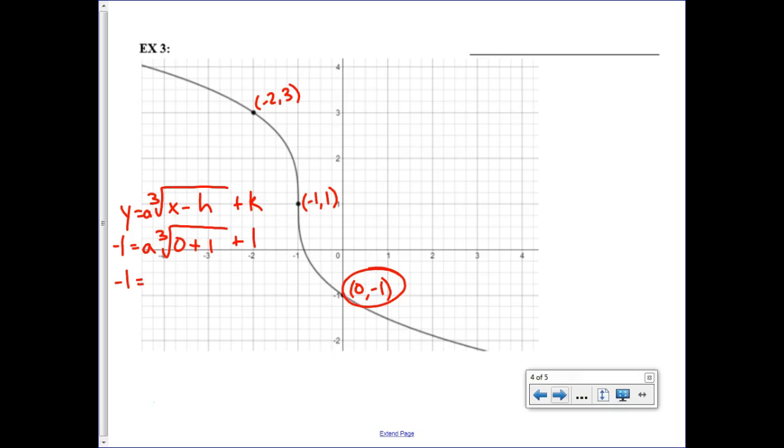So -1 is equal to a, cube root of 1 plus 1. Cube root of 1 is 1, so I have -1 equals 1a plus 1 minus 1 on both sides. -2 equals a. So then I have y equals -2 cube root of x plus 1 plus 1. And there's my function.